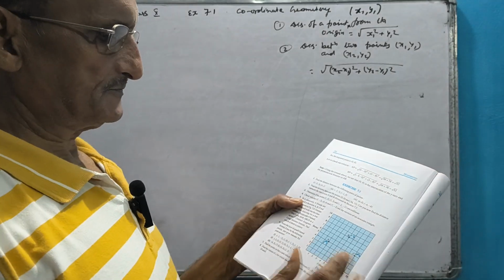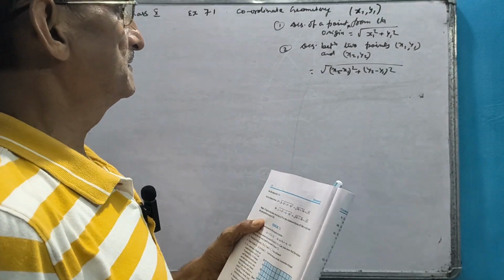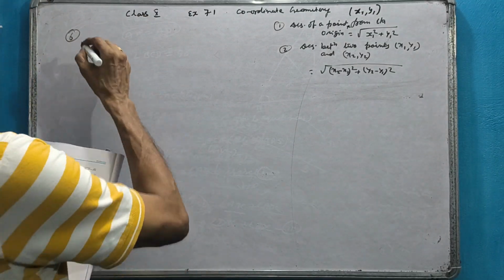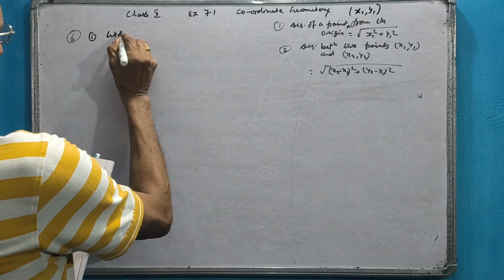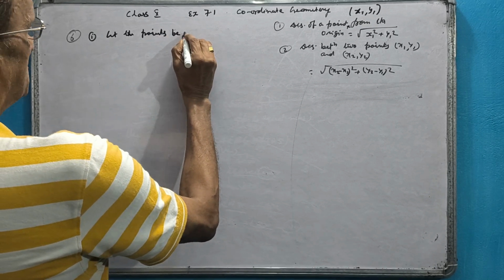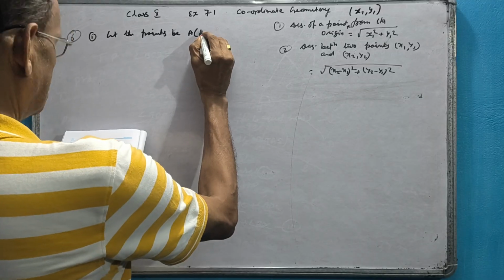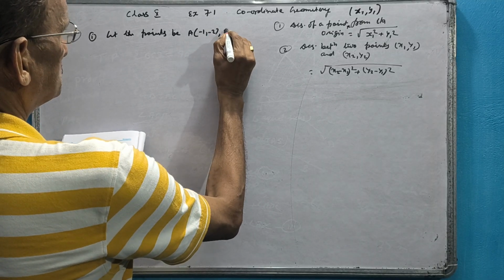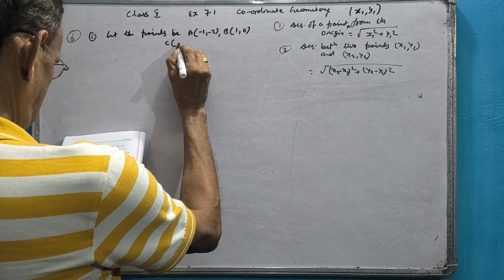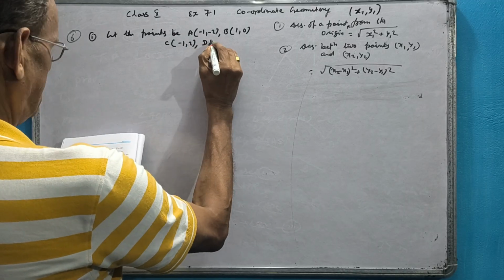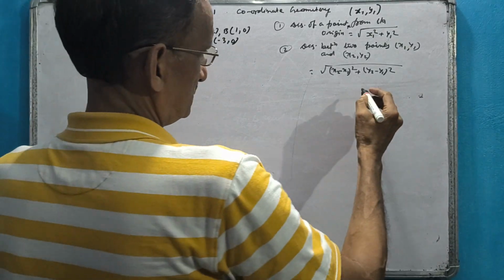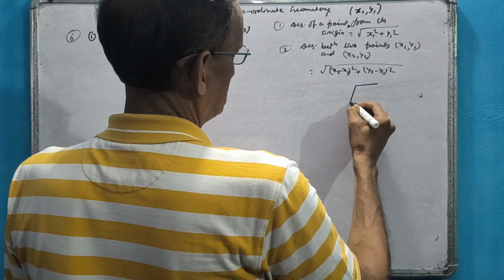In question 6, the vertices of a quadrilateral are given. We will decide the type of the quadrilateral. So, 6 number 1. To name the points, let the points be A (-1, -2), B (1, 0), C (-1, 2), and D (-3, 0). See, we have to decide the type of quadrilateral.